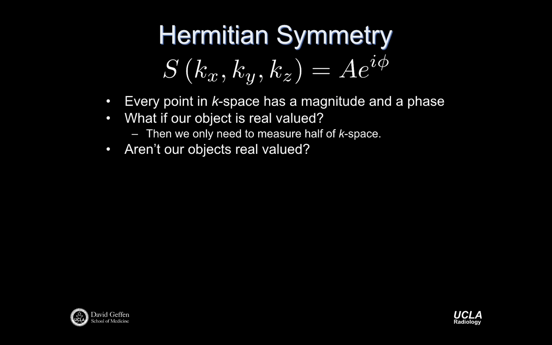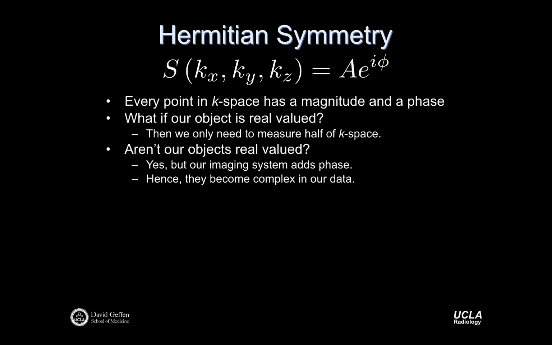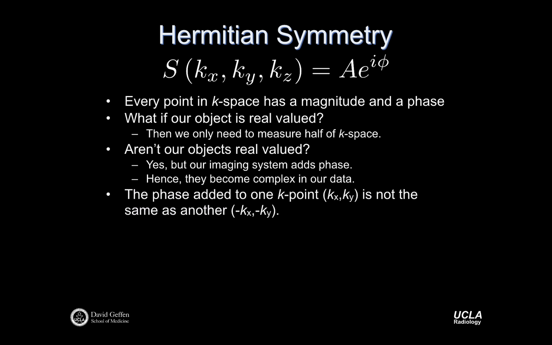Unfortunately, our objects aren't real valued. Rather, the objects themselves are real valued, they're real objects, but after the receiver system gets a signal from the object, that signal will become complex valued for different reasons, related mostly to the receiver chain and some other things. So unfortunately, our imaging system adds some phase, and it takes what should be a real valued object and turns it into, if you will, a complex valued object. And so the data itself becomes complex valued.